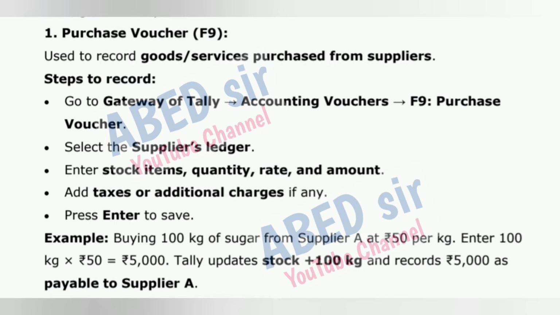Press Enter to save. Example, buying 100 kilograms of sugar from supplier A at 50 rupees per kg. Enter 100 kilograms times 50 rupees is equal to 5,000 rupees. Tally updates stock plus 100 kilograms and records 5,000 rupees as payable to supplier A.